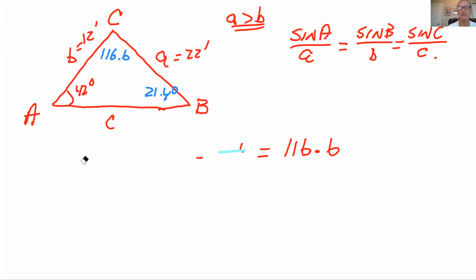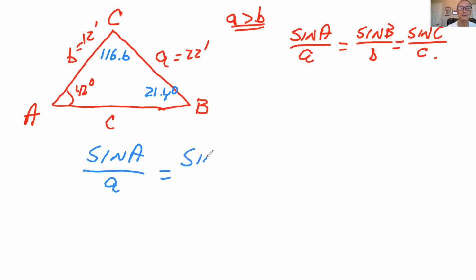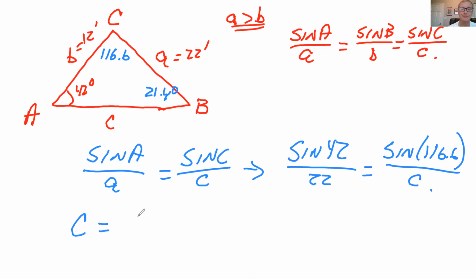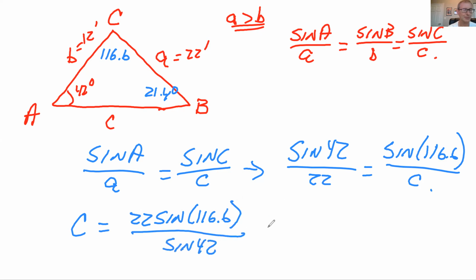Well, what we do for the last one is this. You could pick anything here. I might as well use A since we used it before, right? So it'd be sine of A over little a equals sine of C over little c. And when you plug those in, you get sine of 42 over 22 equals sine of 116.6, which is C, divided by little c. So you set that up and you would get 22 times sine of 116.6, all divided by sine of 42. You plug that into your calculator and you would get 21.4 feet. So this one here would be 29.4 feet.